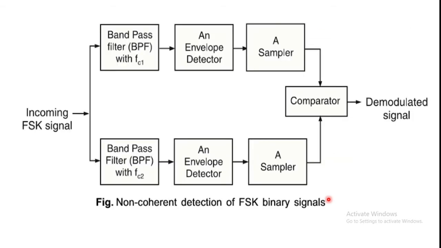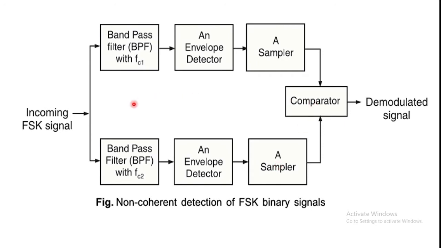And this is the block diagram of non-coherent detection of FSK binary signal. This diagram consists of two band pass filters. This band pass filter is operating at FC1 and this band pass filter operating at FC2, and two envelope detectors, and the output of the envelope detector is sampled and fed to a comparator.